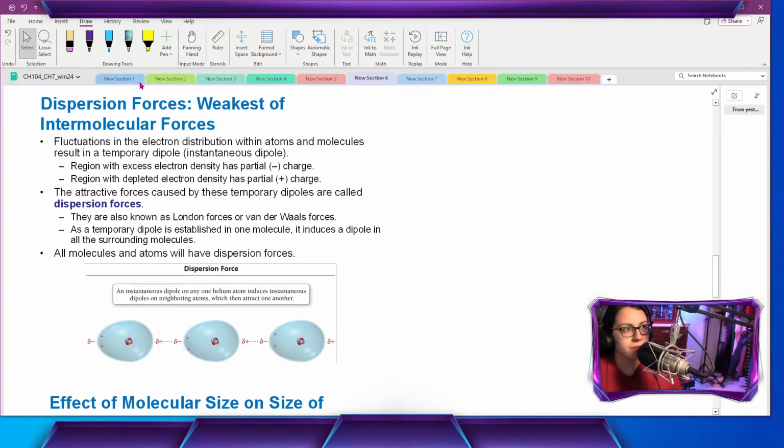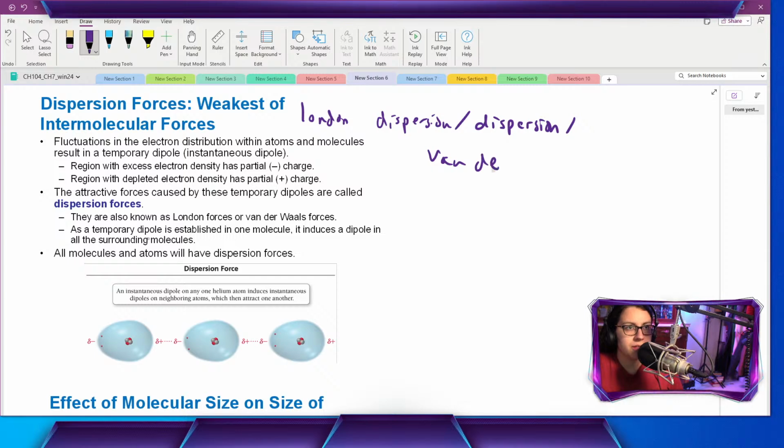So let's look at our weakest forces, so the dispersion forces. And so these dispersion forces have different names, so just be wary. So they could be called London dispersion forces, or just dispersion, like is shown here, or van der Waal. It's all the same. Or van der Waals. Okay. So anytime you see that combination, we're talking about our weakest forces. And so these interactions result from our temporary dipole, from fluctuations in our electron distribution.